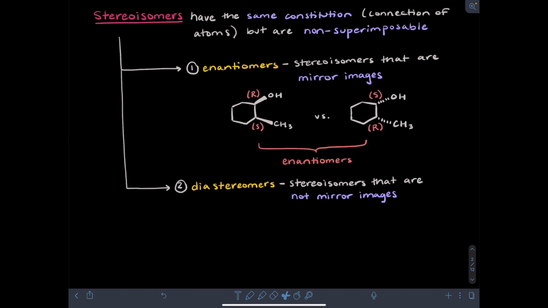There is another type of stereoisomer that we're just now going to encounter, known as a diastereomer. These are stereoisomers that are not mirror images of each other.